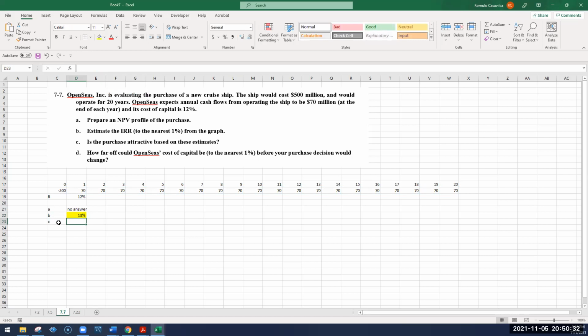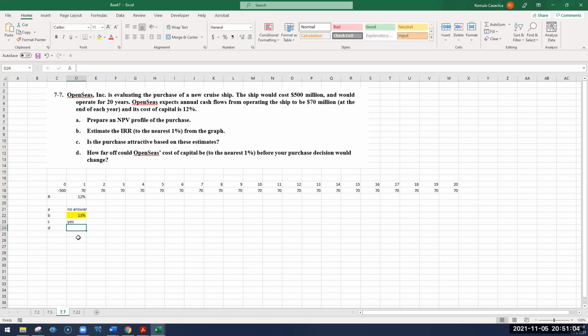On C, you will say yes, because by just looking at the IRR, which is 13%, versus the cost of capital, which is 12%, it is greater. So if it's greater, you will say yes, you will take the project. That means the NPV is positive. You don't have to calculate it, but you can confirm if you calculate. It's optional. You know how to do it.